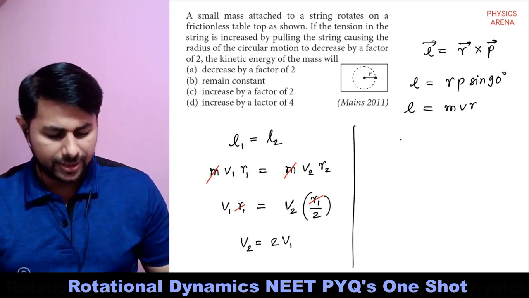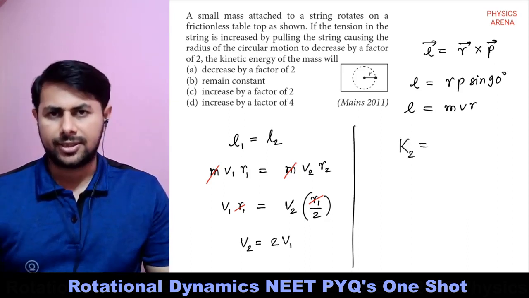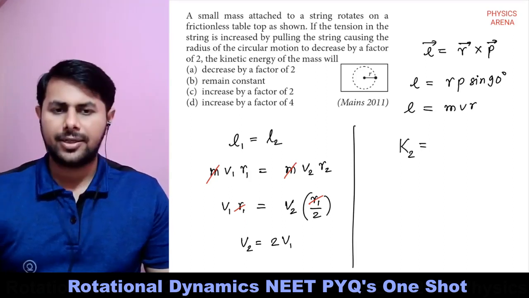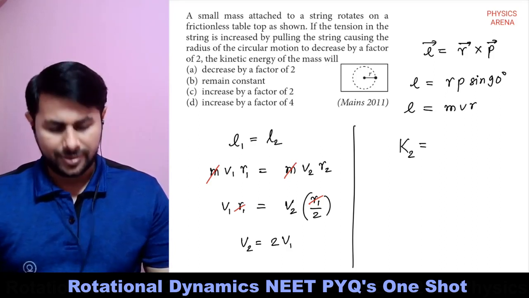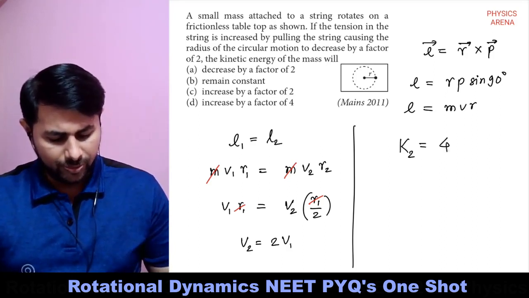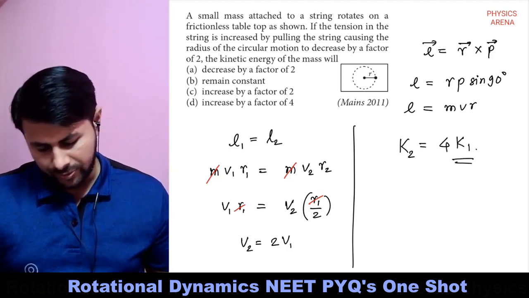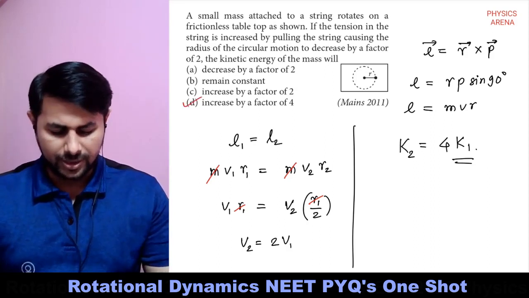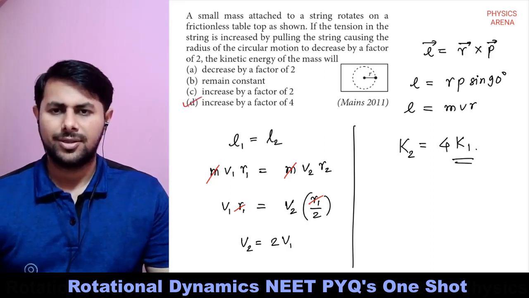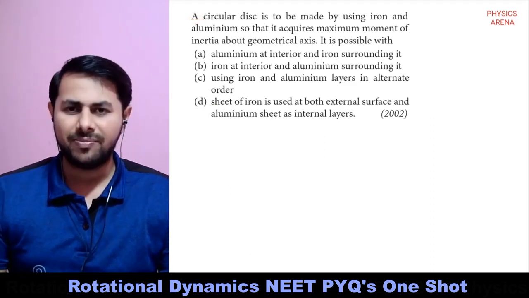So if v2 is 2 times v1, how much will be kinetic energy? The velocity increases by a factor of 2. The kinetic energy increases by a factor of 4 because it is directly proportional to velocity squared. Okay, so K will be equal to 4 times K1. Which is the answer? It increases by the factor of 4. This is the answer, right?